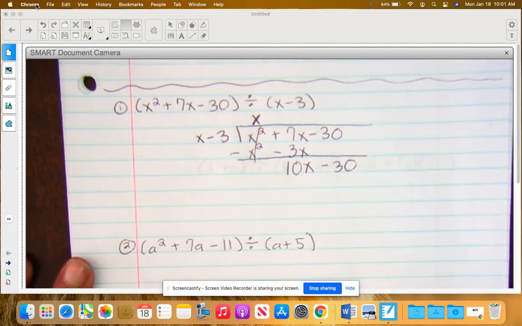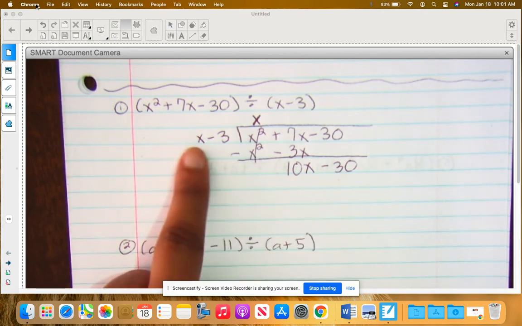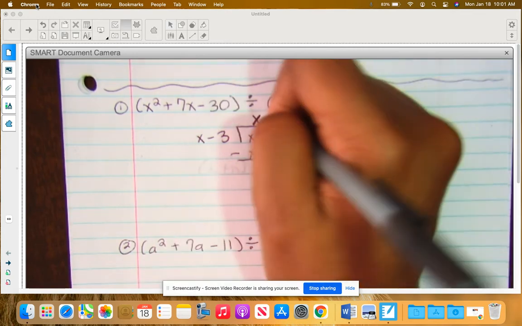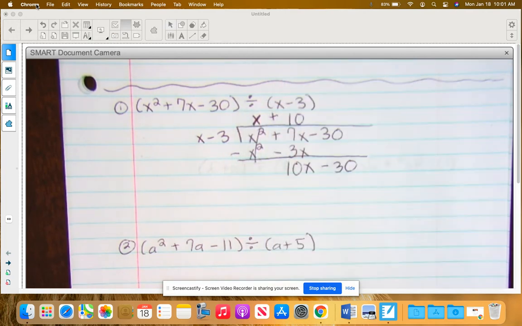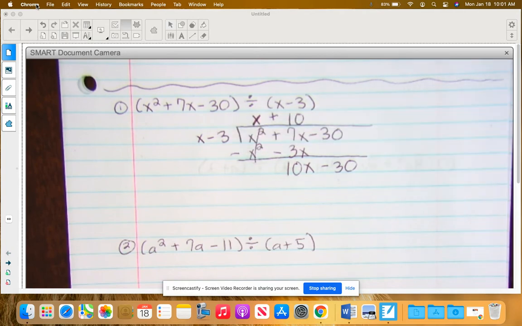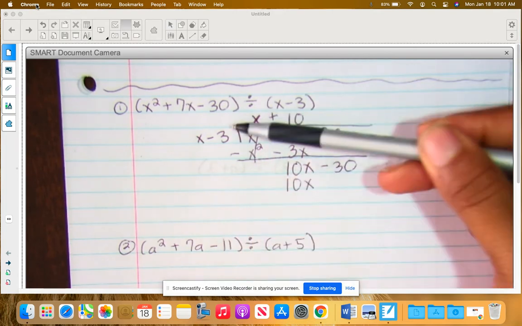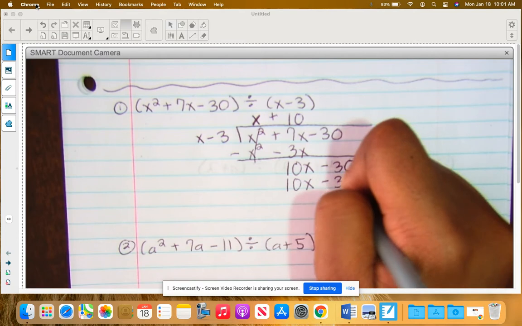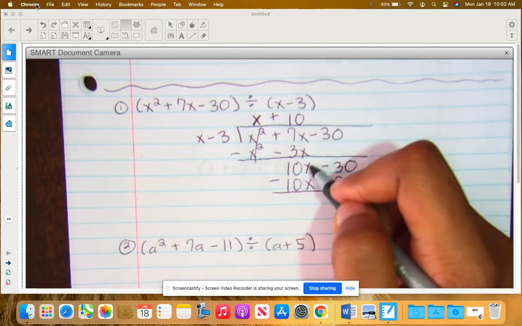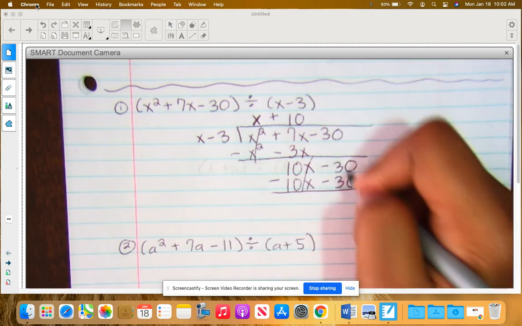Now repeat the process. X times something gives me 10x. That something that we're missing is a positive 10. So I put that up there at the top. Now we multiply. Whatever's on top, multiply by everything that's on the outside. 10 times x is 10x. 10 times negative 3 is negative 30. Draw the line, subtract. 10x minus 10x goes away. It gives us 0. Negative 30 minus negative 30 cancels out as well.